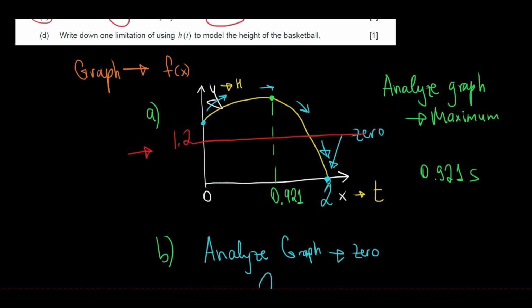Now, how can you actually do this on the calculator? This is how you do it, guys. You just click tab so that the calculator gives you the option to put the second function, F2. Now, in the second function, all you have to write is 1.2. So when you write a number, the calculator will draw a straight line at that number. Now, 1.2 is the height.